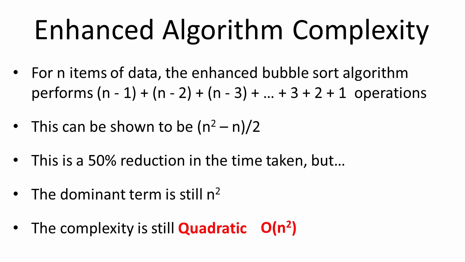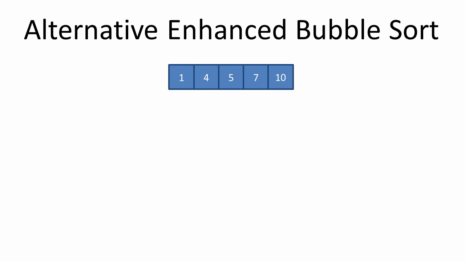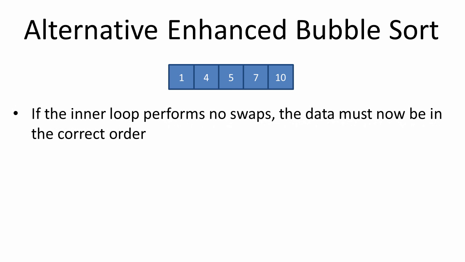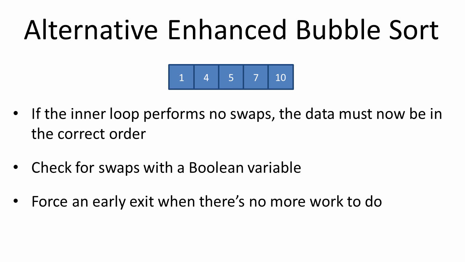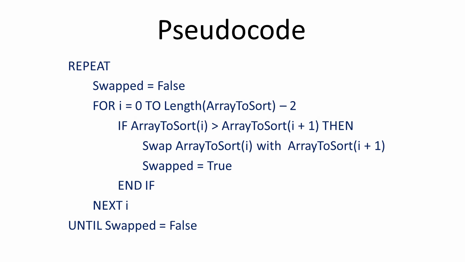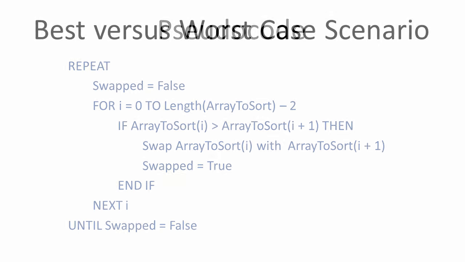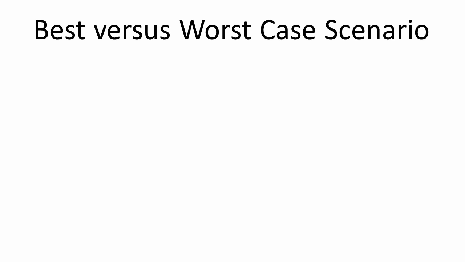Remember, complexity is describing the way that the time taken grows according to the amount of data. There's another enhancement we can make as well. If the inner loop doesn't perform any swaps, then the data must now be in the correct order. So we can check for swaps with a Boolean variable, and we can force an exit from the bubble sort when there's no more work to do. This is what the pseudocode looks like. And this introduces another concept, that of best and worst case scenario.